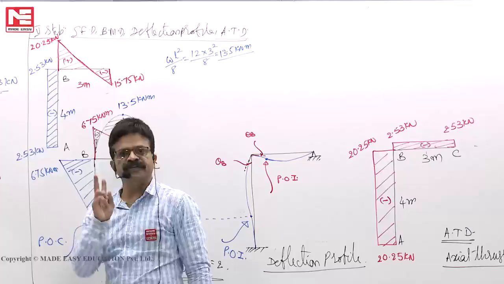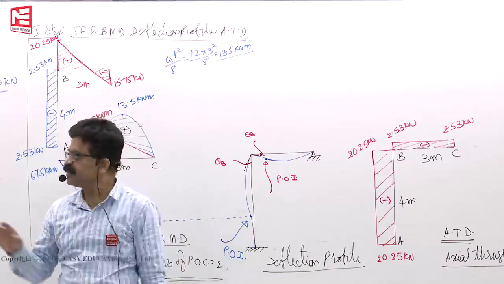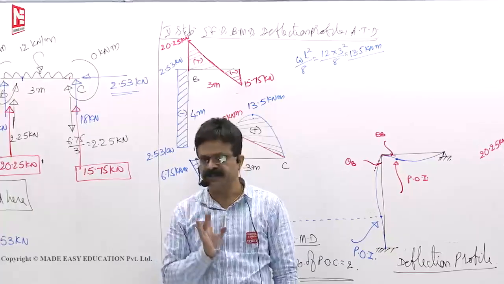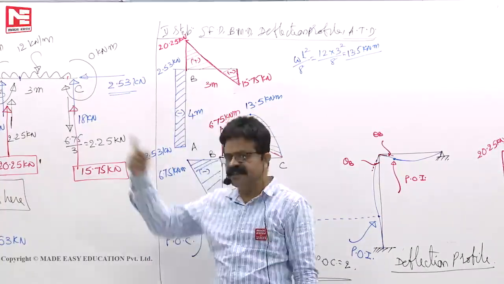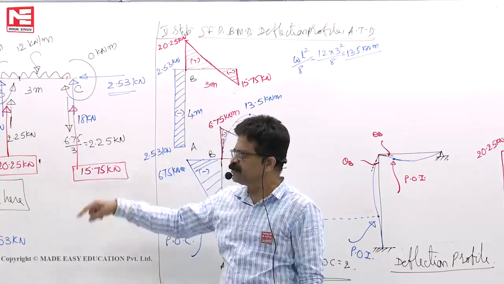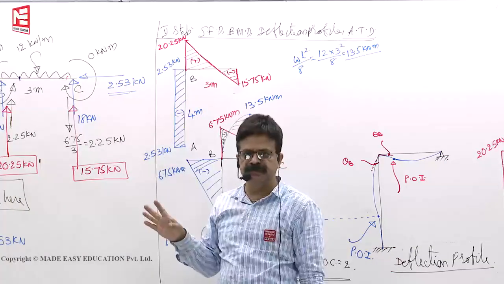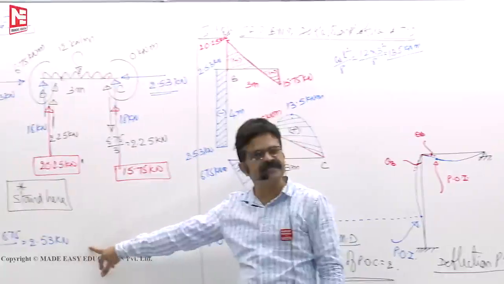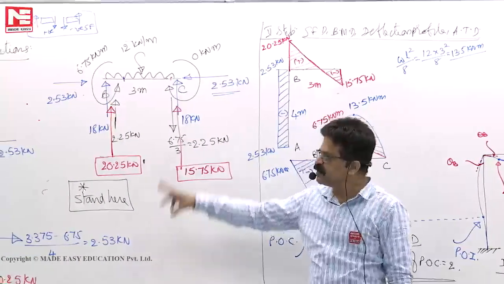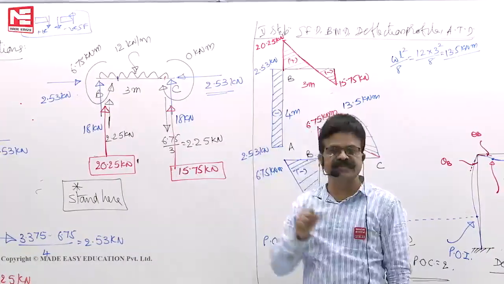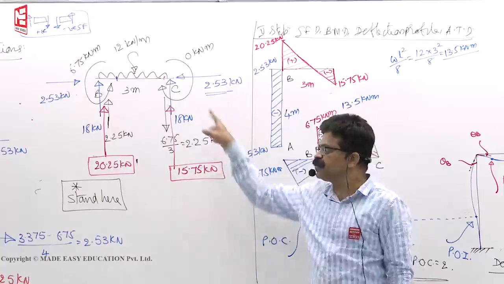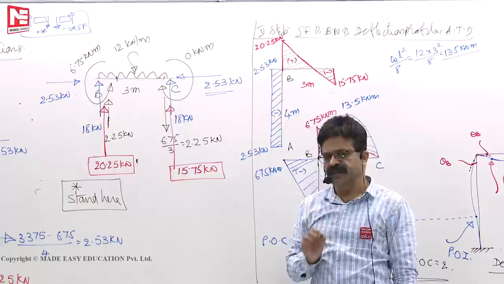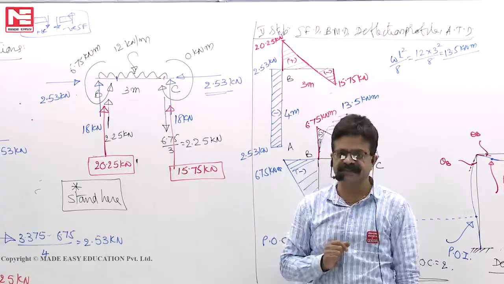In the exam, there are two ways of asking the questions. First, they give you the frame. What's the moment at A? You have to complete it in 2 minutes. Second way, they give the moment at A, 3.375, 6.750, they will give the moment. Then what is the shear force in the member AB? Shear force is 2.53. Or they will ask you what is the axial force in the member AB. Then quickly you should draw this diagram. You should get 20.25 axial force. Like that, any one particular quantity they will ask.